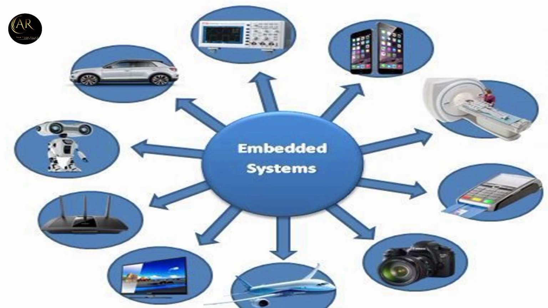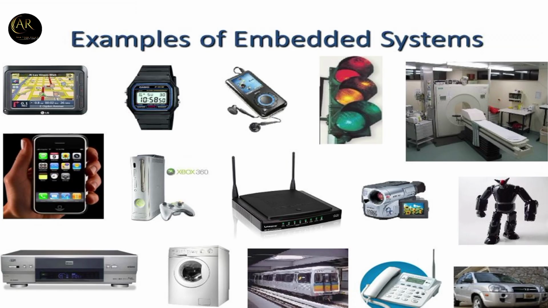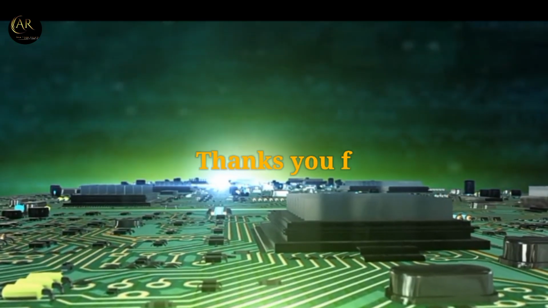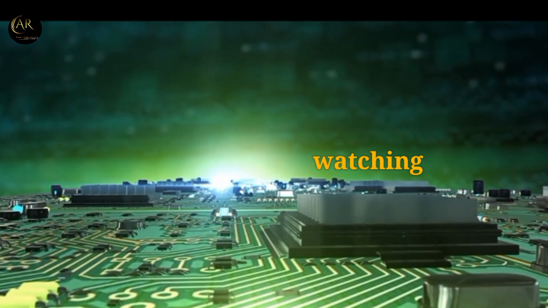And next we see embedded systems applications. Basically we have different types of embedded systems applications like CROs, smartphones, ATM cards, cameras, watches, traffic lights, fridges, washing machines, trains, metro, everything.